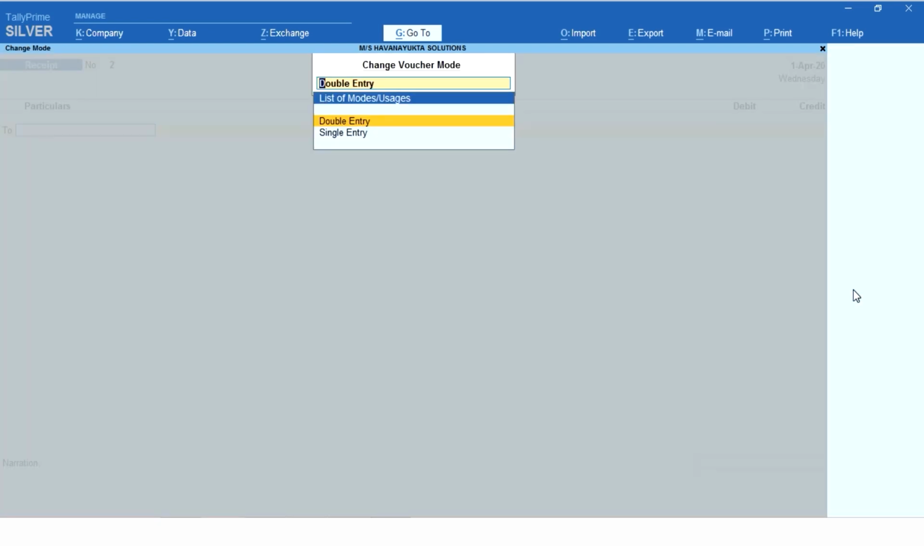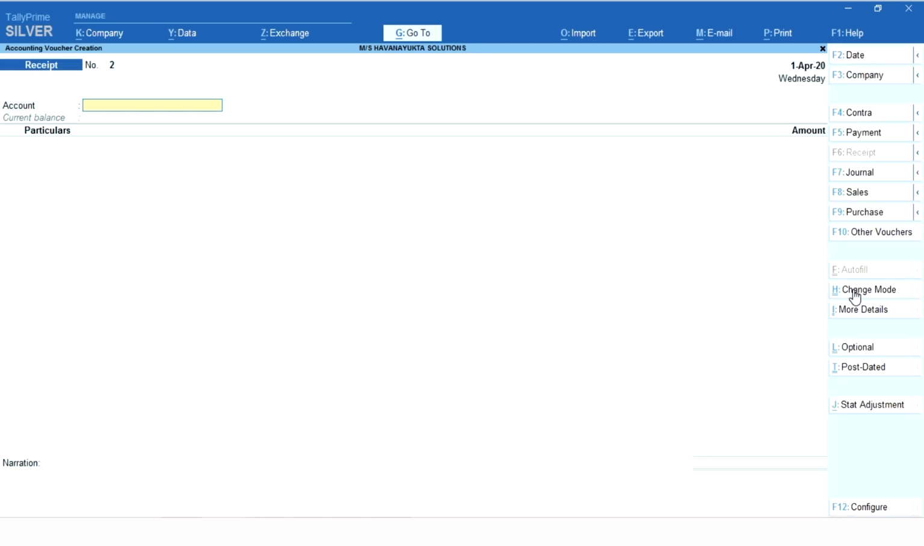So we are in double entry system. So we go with single entry mode now. In single entry mode, it will ask accounts at the top of the particulars, and at the bottom it asks particulars and amount. It will not ask debit and credit. So accounts will act as debit. Always accounts will act as debit in receipt voucher. So in this account, we have to take either cash or bank ledgers.